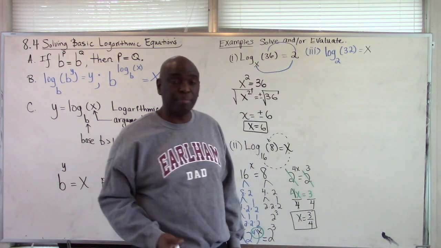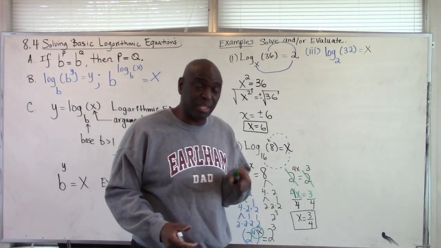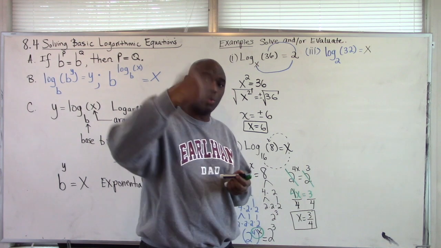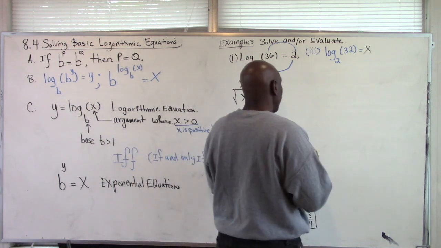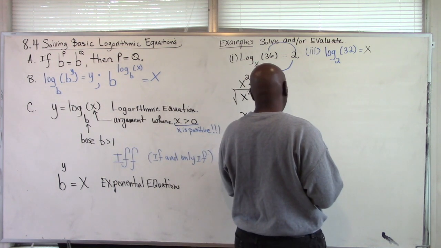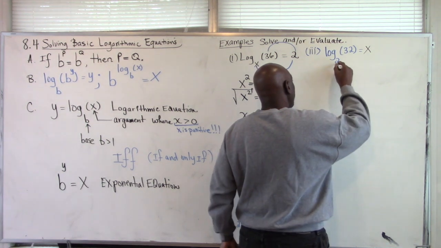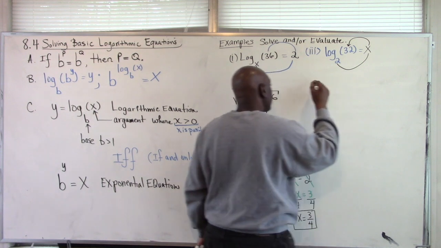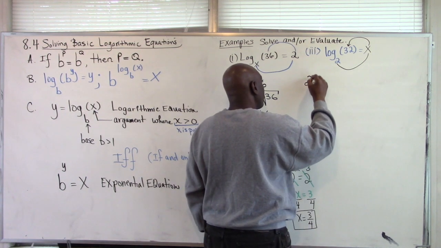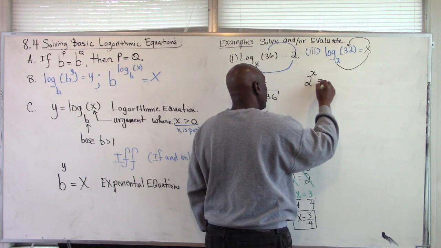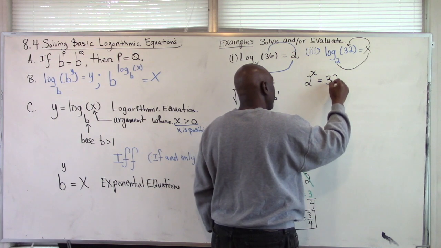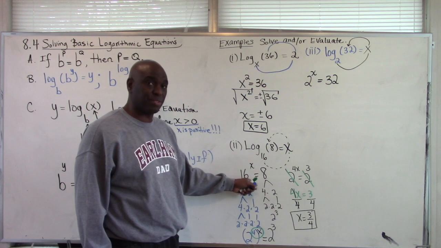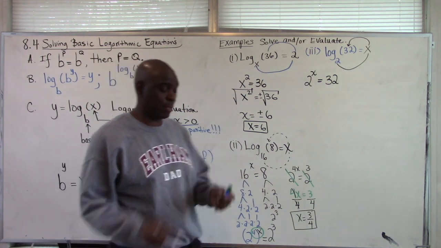I don't know. But since I put an x there, I can solve it now by using wheels on the bus. Remember that? So let's do wheels on the bus now. So I can go 2 to the power of x equals 32. So 2 to the power of x has to equal 32. All right, there we go. We're back where we started a few minutes ago. That's good. Bingo, we got it.